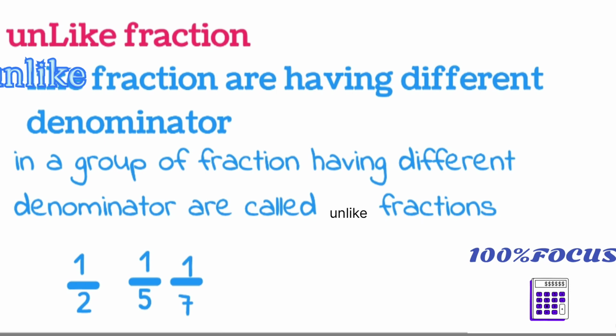In like, same denominator. In unlike, different denominators. In like, same denominators. In unlike, we have different denominators. In a group of fractions, if the denominators are different, then we can tell it is an unlike fraction.